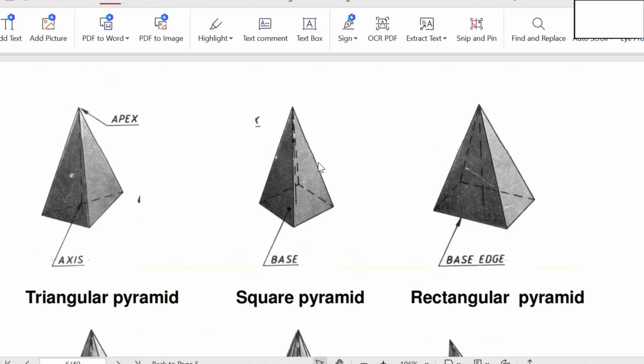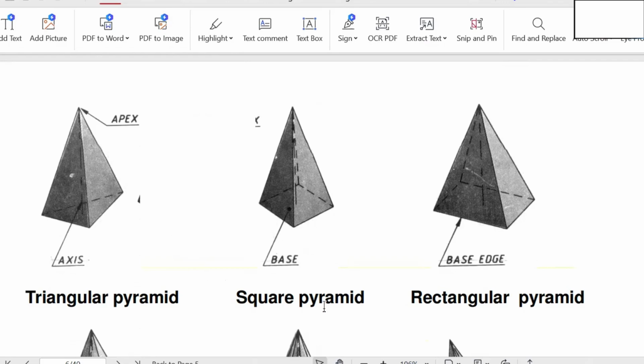Then coming to the first one, the triangular pyramid. The base is a triangle, an equilateral triangle. Next, the other end consists of an apex. These two are joined by a number of isosceles triangles. Then the axis joining the center and the apex is an imaginary line. So this is the axis.